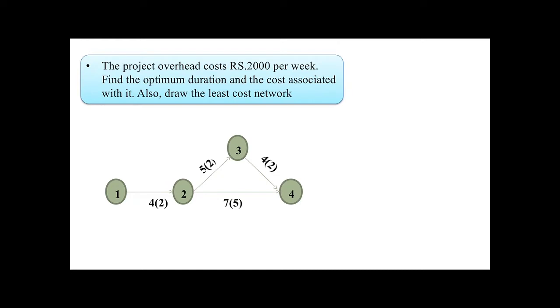Now see, what is given? The project overhead cost, that is your indirect cost, is 2000 per week, which is fixed. So if we delay the project, then this 2000 will go on increasing. Find the optimum duration and the cost associated with it. Also draw the least cost network, that we have to do.